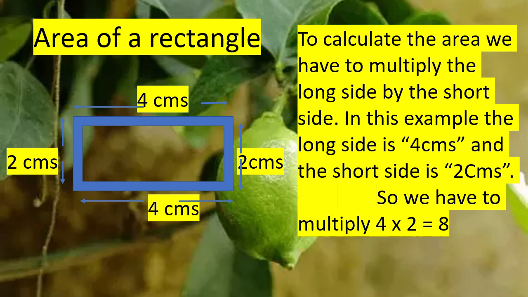So area of a rectangle, how do we calculate it? To calculate the area, we have to multiply the long side by the short side. So in this example, you can see the long side is 4 centimeters and the short side is 2 centimeters. So we have to multiply 4 times 2 equals 8 to get the area.